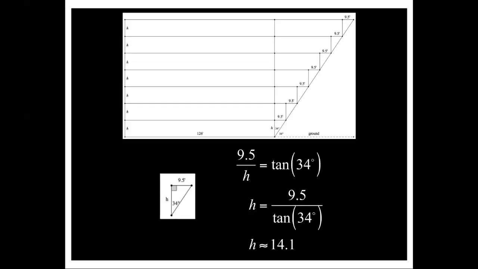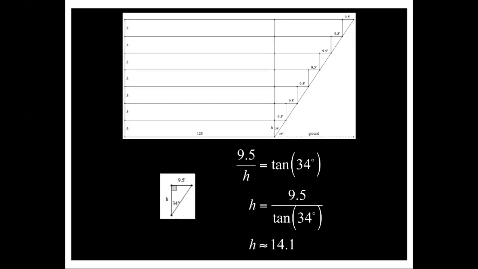So here's the general case. We're going to go from 34 degrees to theta, and we want to figure out what the 9.5 is. But the first thing we need to do is figure out the height of each floor. So there's some basic right angle trigonometry, and it comes out to be 14.1 feet. That's the height of a floor.